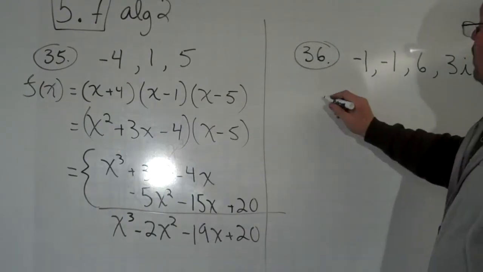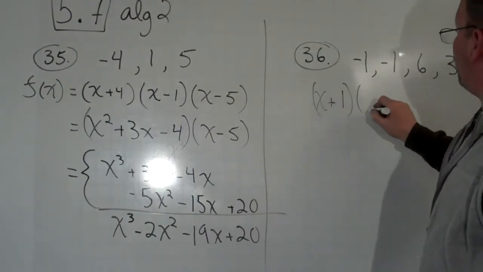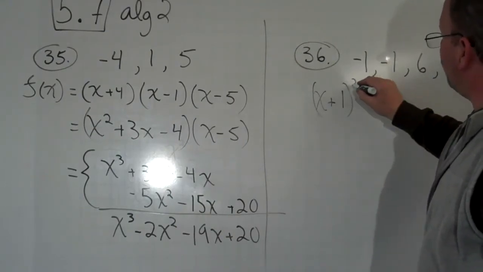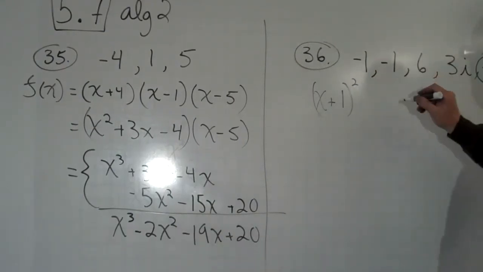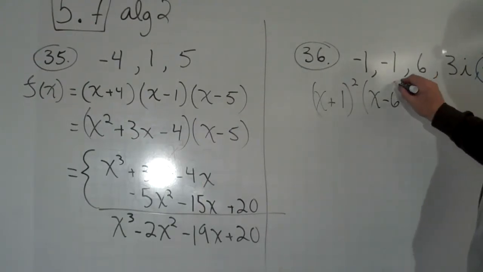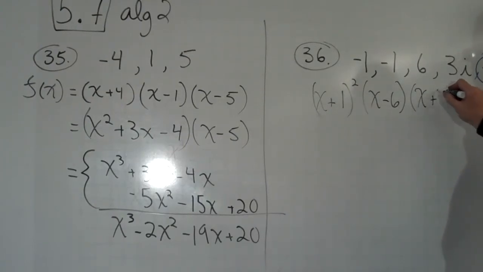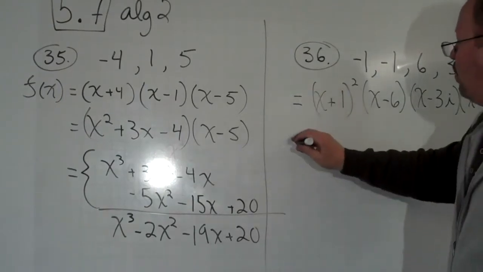And so here I have x plus 1. Here I have x plus 1 again, so I'm going to put x plus 1 squared. Here I have to have x minus 6. Here I have x plus 3i. Well, the first one actually x minus 3i and x plus 3i. And I would have to do this multiplication now.